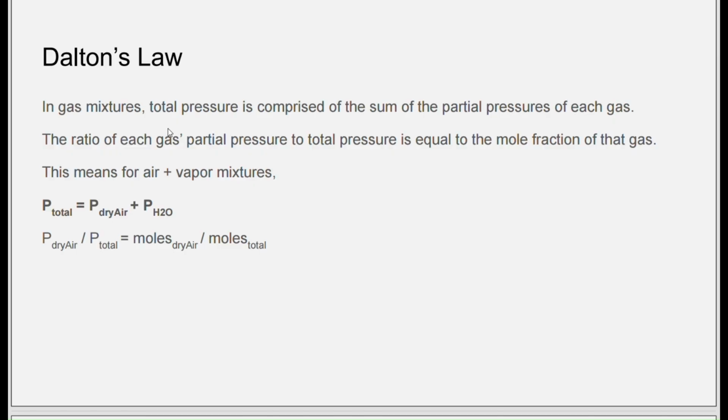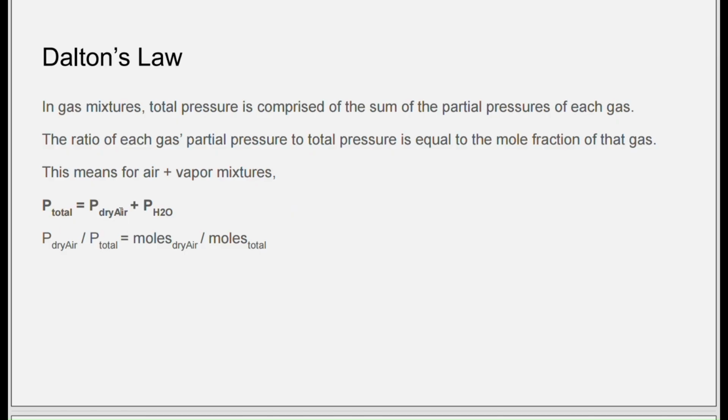Next is Dalton's law. What Dalton's law says is that if you've got a mixture of different gases, the total pressure of that gas is going to be comprised of the sum of the partial pressures of each gas. In other words, if I've got air, which is nitrogen and oxygen and water vapor, and it's some total pressure like 14.7 or whatever, that total pressure is going to be equal to the pressure from your dry air plus the pressure from your water vapor. Each one contributes a little bit of the pressure and they add up to the total.